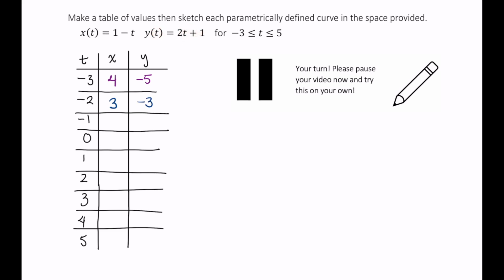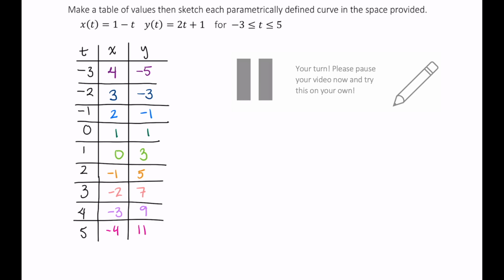All right, please pause your video and do the same here. That is, use the parameter t, in this case 0. Put that in for t under the x-coordinate and the y-coordinate and fill in the values you end up with. So please pause your video and do that now.